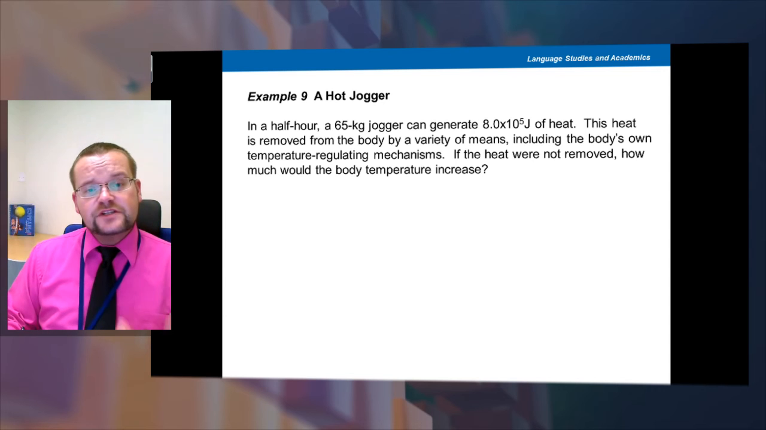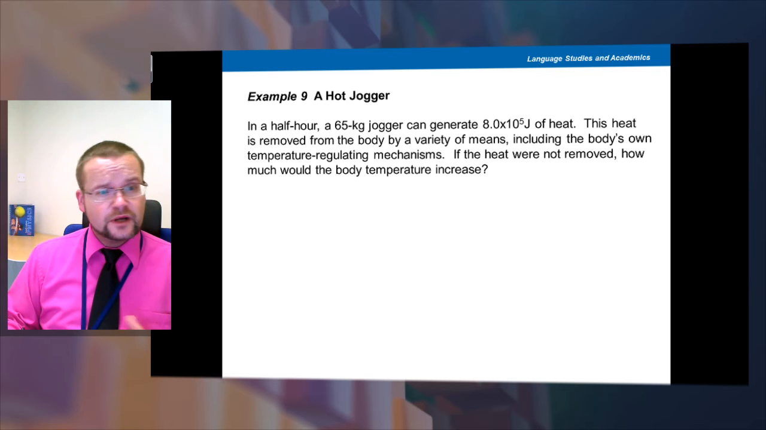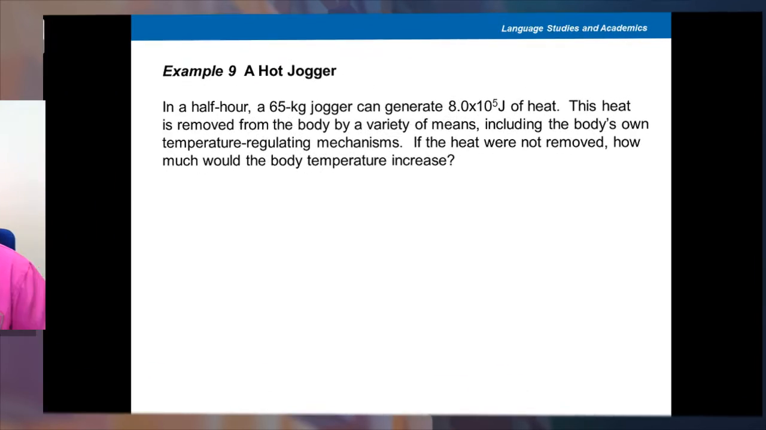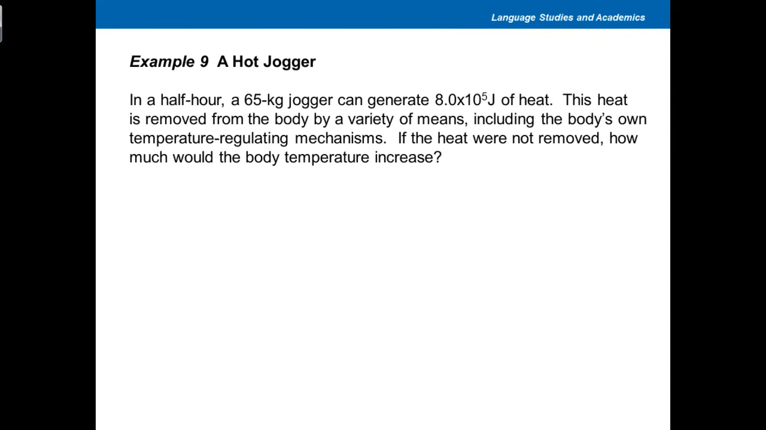In a half hour, a 65 kilogram jogger can generate 8 times 10 to the 5 joules of heat. This heat is removed from the body by a variety of means, including the body's own temperature regulating mechanisms, like sweating and the capillaries releasing energy at the surface of the skin. So if the heat was not removed, let's pretend you don't sweat and no heat is given off, how much would the body's temperature increase?